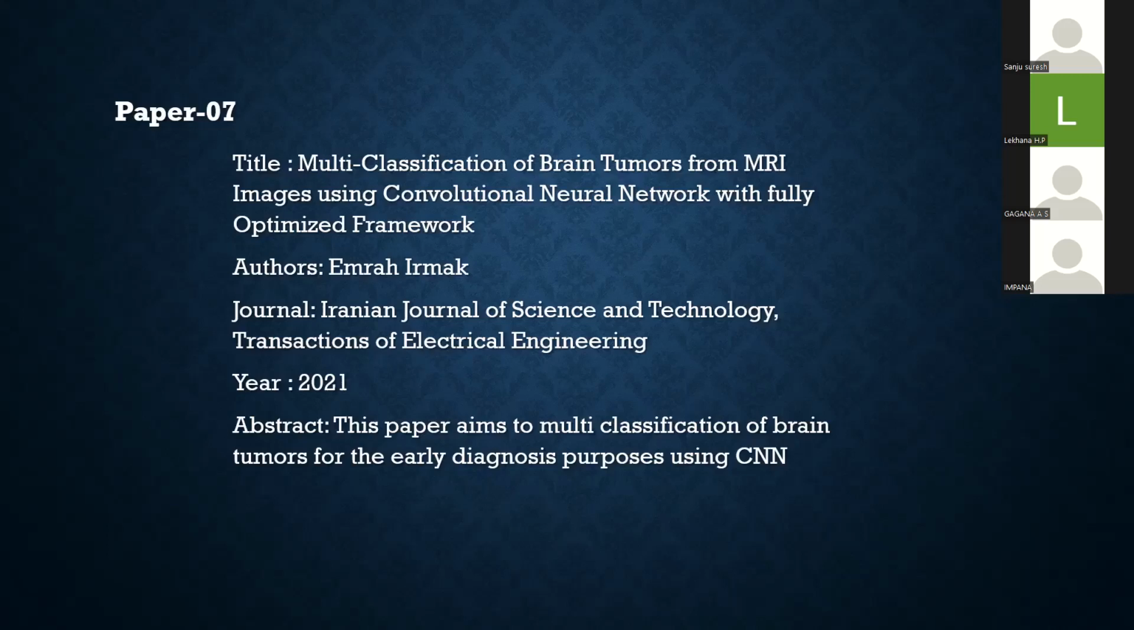In this paper, we have the conclusion. The structure and complexity of the CNN model vary according to the type of problem, input, and expected output. And moving on to the next paper.